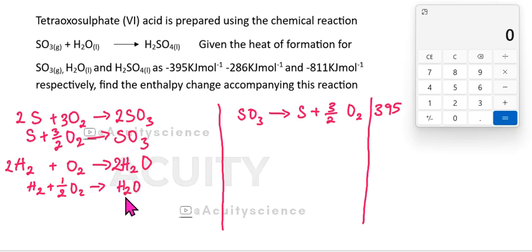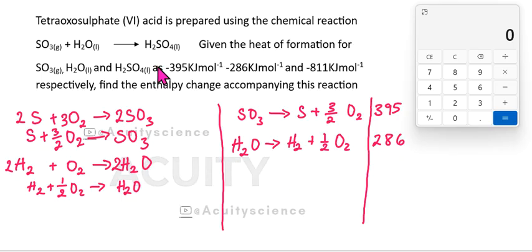This is at the product side. We want it at the reactant side, so we'll take it over. So here we have H2O to now produce H2 and half of oxygen. And because we have reversed it, this minus 286 that was given as the formation for water will now be reversed as plus 286.